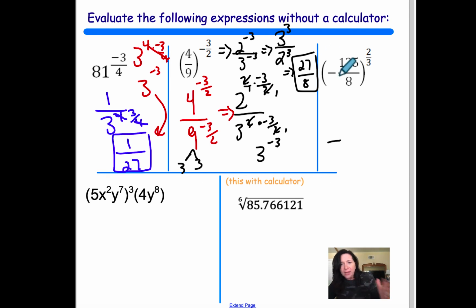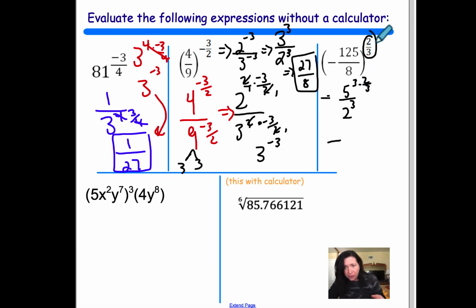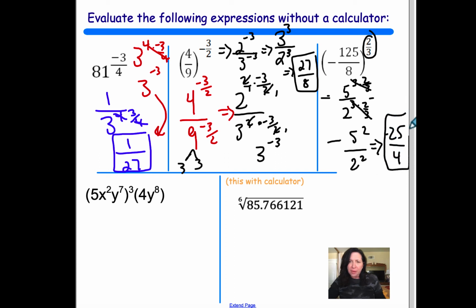Now, before I do anything within my parentheses, I'm actually going to reduce. Always try to reduce what you can. So this 125 is going to be 5 to the third power over 8, which is 2 to the third power. And both of these are to the 2/3 power. So that's going to be times 2/3. You have to distribute that 2/3 here. Times 2 over 3. So 3's are going to cancel. I get the opposite of 5 squared over 2 squared. And that's going to be the opposite of 25 over 4. And that's how you do that problem.